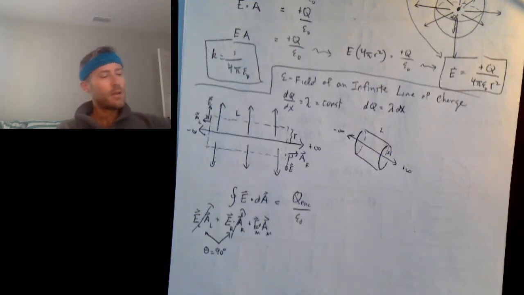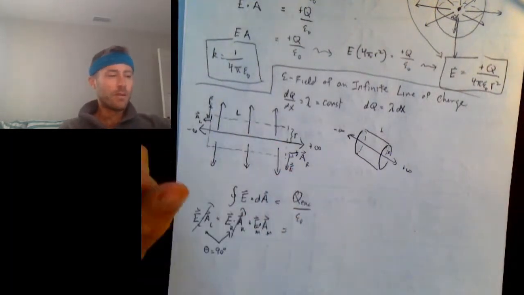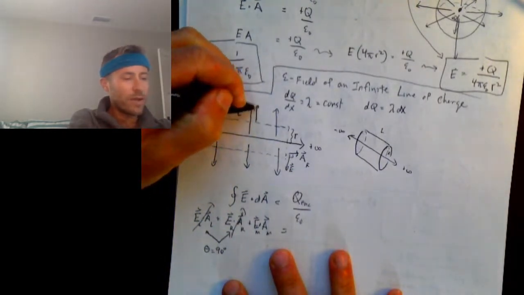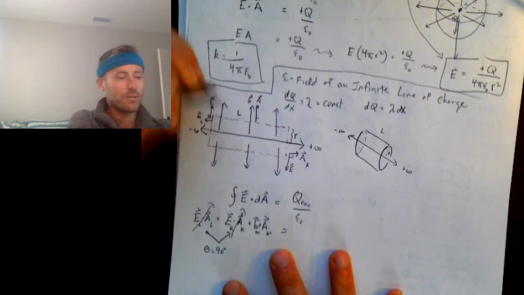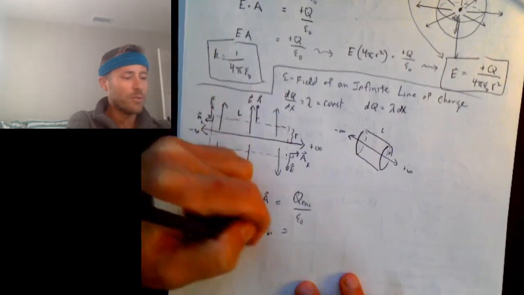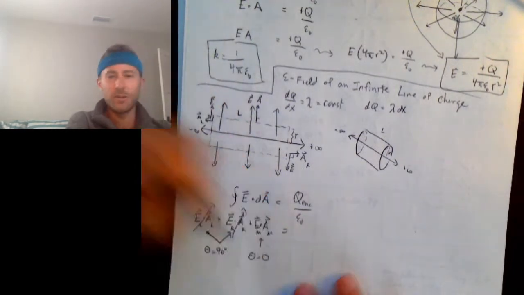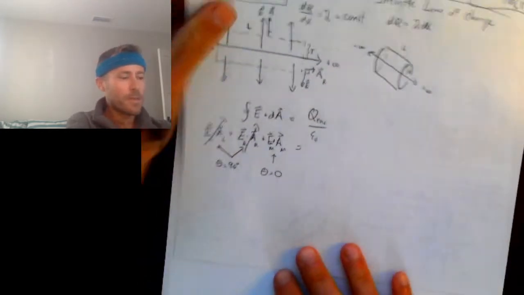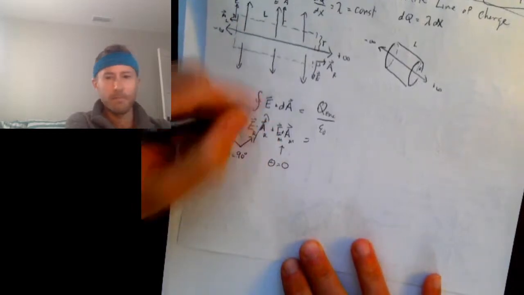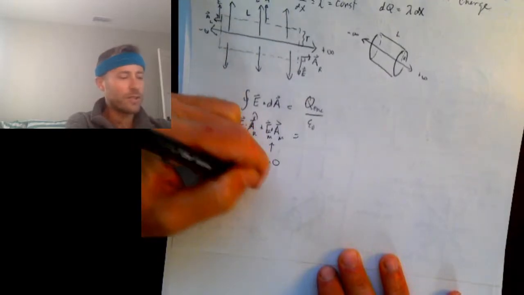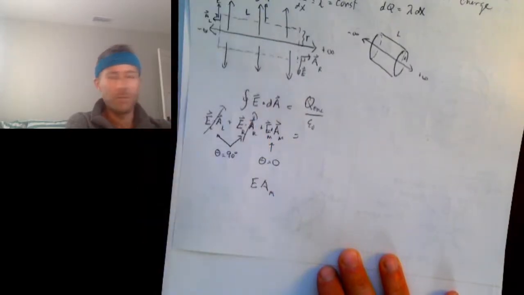Okay? If I go to the middle, for the middle, the area vector points directly away, perpendicular to the surface. And then the electric field also points directly away and perpendicular to the surface. So for the middle term, the angle is 0. And the cosine of 0 degrees is 1. So what we get for the left-hand side of Gauss's law is just EA, where A is the area of the middle face.